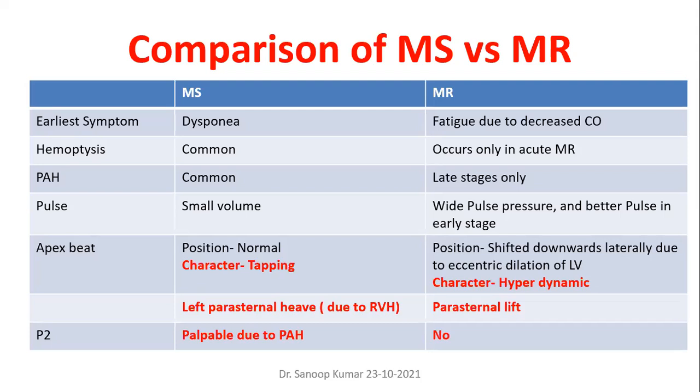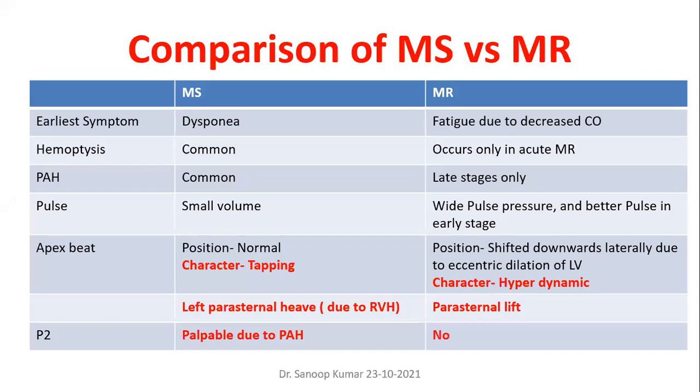While in case of mitral regurgitation, a parasternal heave is less likely, and what you can sometimes get is a parasternal lift. That parasternal lift in mitral regurgitation is not always due to right ventricular hypertrophy, but is due to left ventricular hypertrophy.